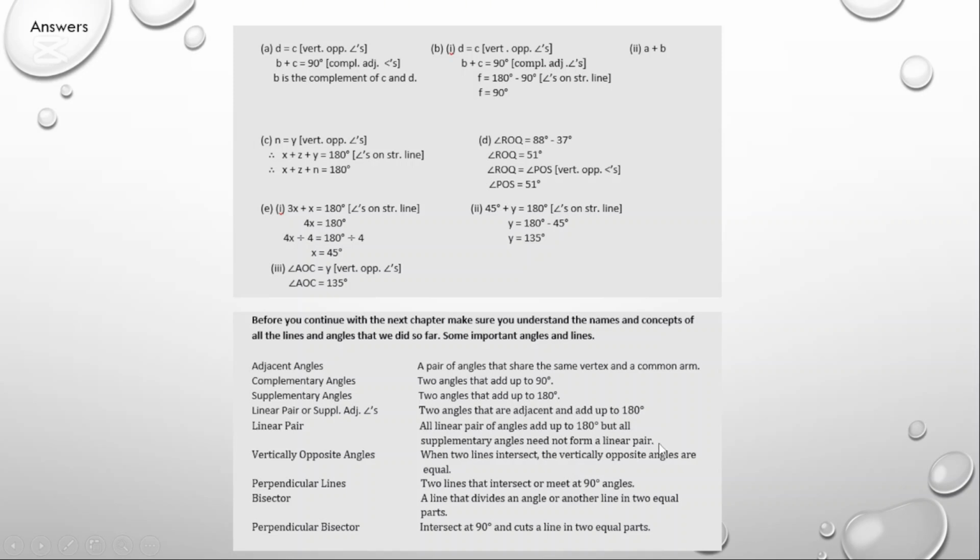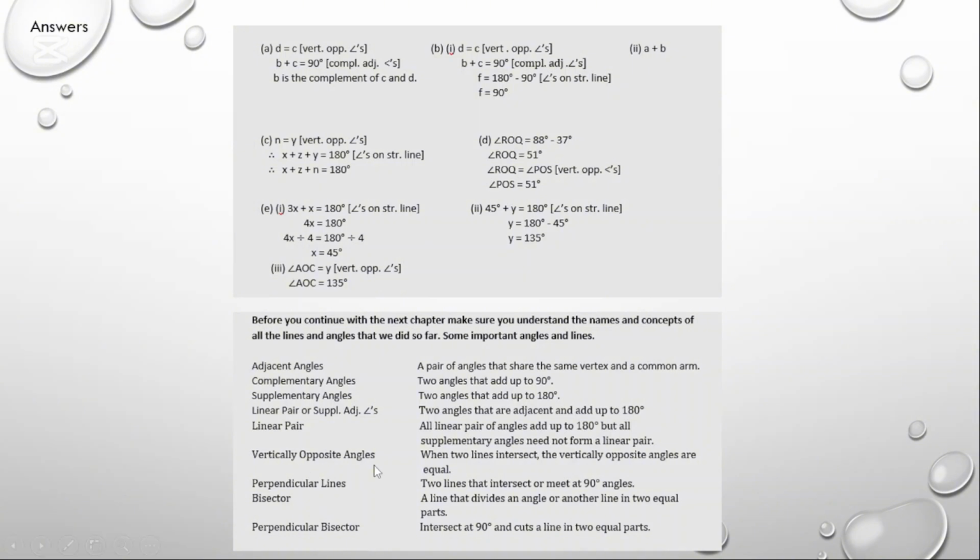All linear pairs of angles add up to 180, but all supplementary angles need not form a linear pair. What do we mean by that? All supplementary angles don't need to be adjacent. We did that in a previous lesson. You can have one angle of 30 and one angle of 150, and they don't need to be adjacent, but because they add up to 180, we call them supplementary angles.